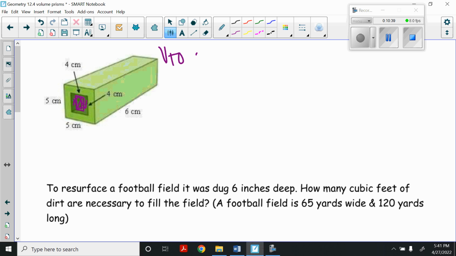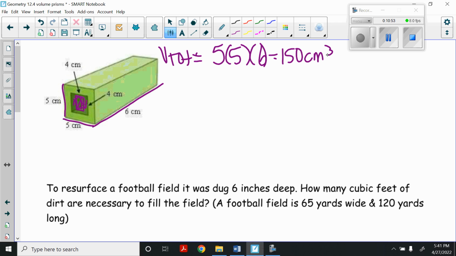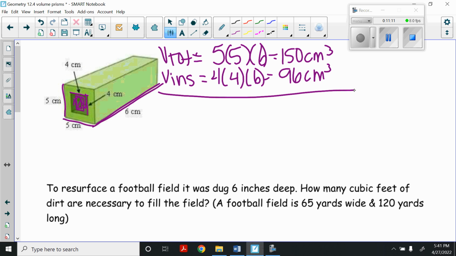So first, the volume of the total rectangular prism, so length, width, height. So 5 times 5 times 6 gets me 150 cubic centimeters. Now the volume of the inside, 4 times 4, it's still 6 long, so 4 times 4 times 6 gets me 96 cubic centimeters. This time I want to subtract them, so the volume of the shell, 150 minus 96 gets me 54 cubic centimeters.